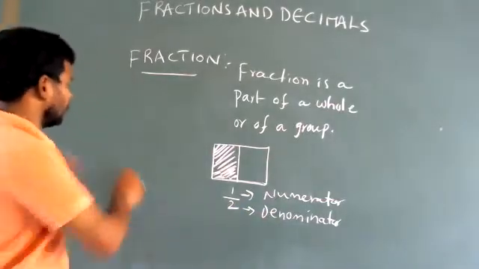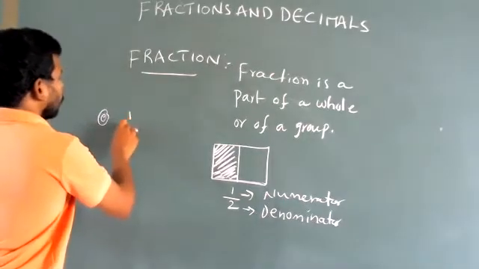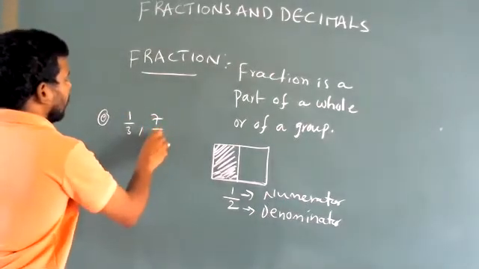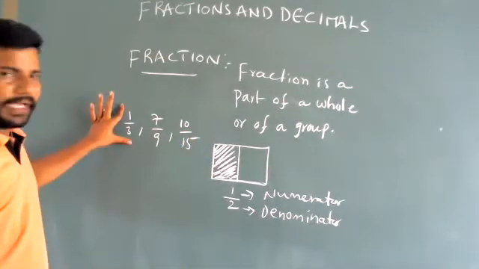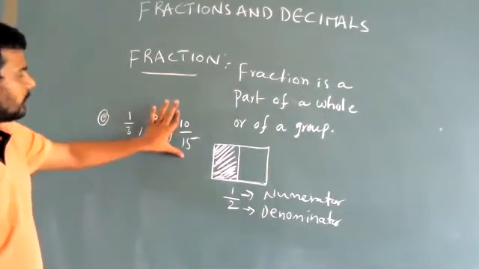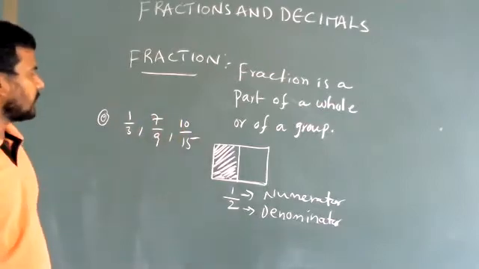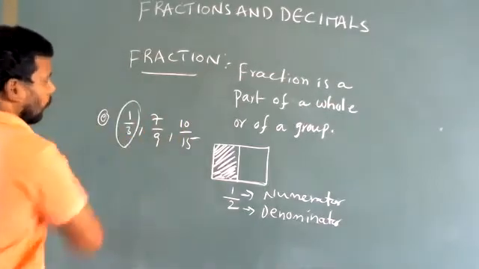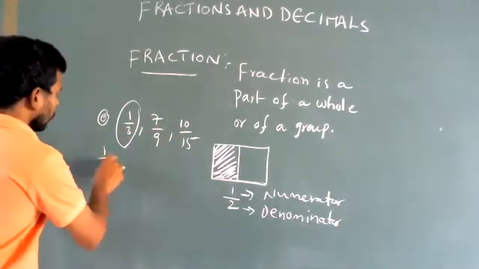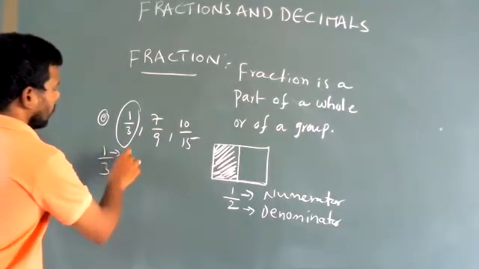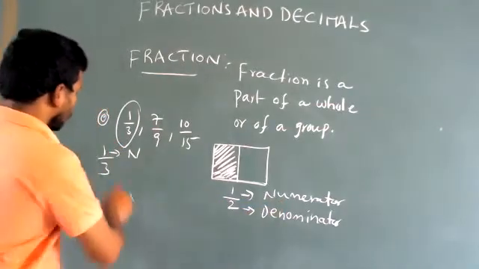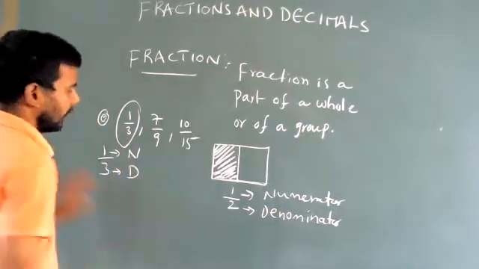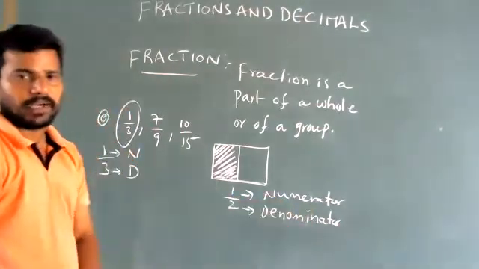For example, I take 1 by 3, 7 by 9, 10 by 15. Here three fractions are there. First take 1 by 3. In 1 by 3, 1 is called the numerator. N means numerator. So 3 is called the denominator. D means what, children? Denominator.